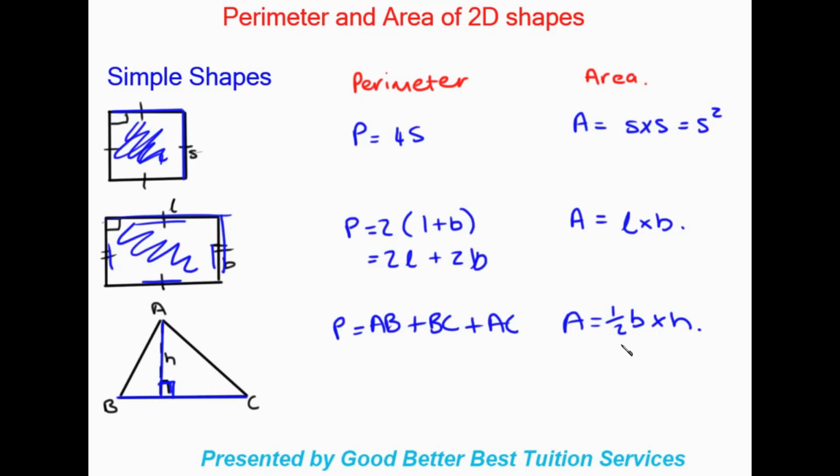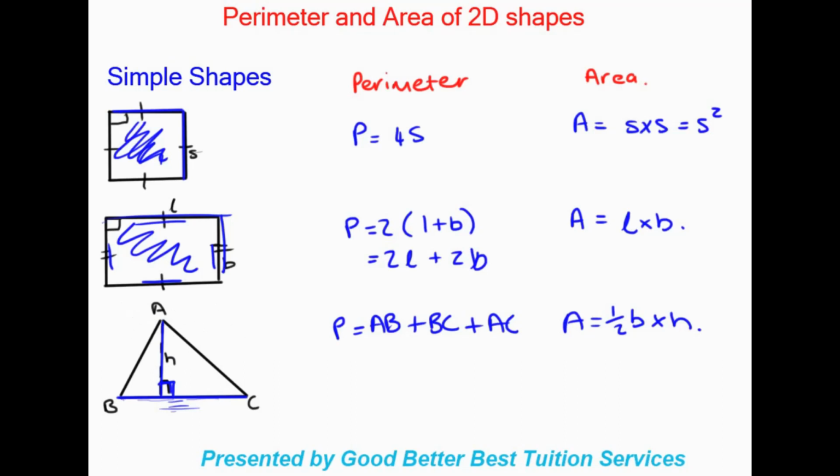So that was it, half base. This is our base. It's always by our right angle times height, which is always going to be this line that cuts through the triangle, and they will give us the length of the height. So now we've looked at these three simple shapes.